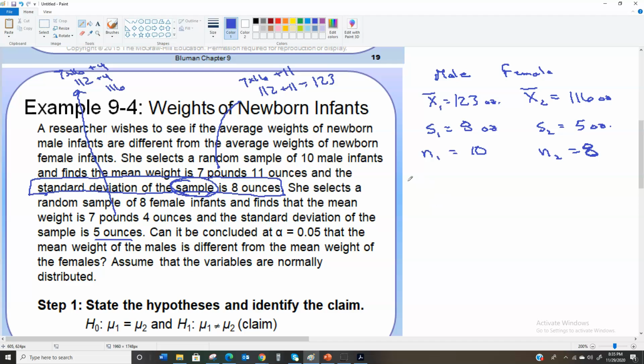Okay, so now our null hypothesis is that, as always, mu1 equals mu2. That the two groups are actually just babies, which is our population, and the population of males and the population of females doesn't really differ. They're just really from the same population. Our alternative hypothesis, in this case, says that the mean weight of the males is different from the females. So that would be a not equals.